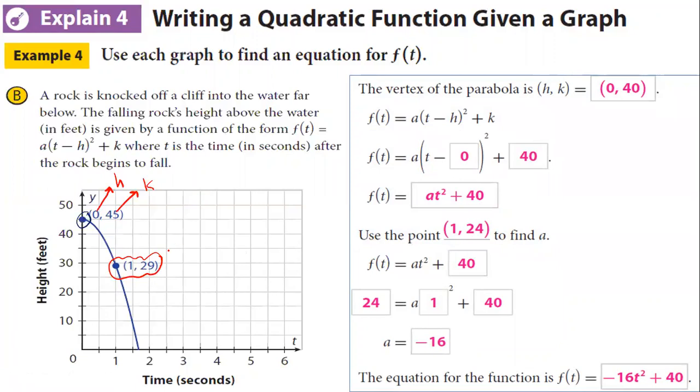So we have here a mistake. This is 24. So the point (1, 24) to find a, f(t) equals a t power 2 plus 40. f(t) is 24, this is y, or f(t), and this is x, or t. a multiply 1 power 2 plus 40, so we got a equals negative 16. So the function will be negative 16 t squared plus 40.